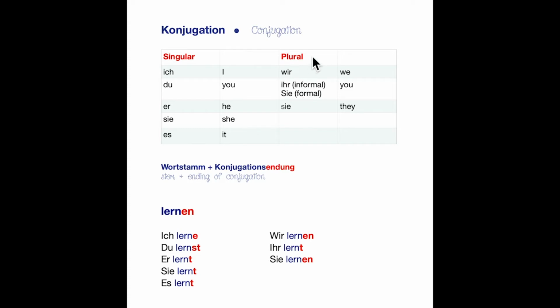Then we move to the plural. Now here you also have three persons. One is first person plural is wir, we. For the second person plural, you have an informal and a formal version, which is ihr or Sie, both meaning you in English. And then you have the third person, sie, which means they.